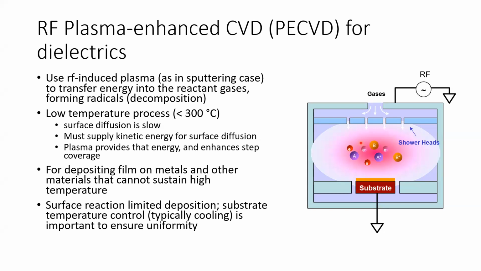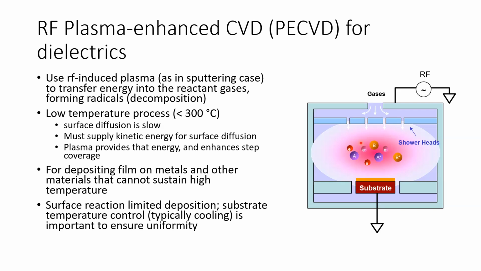LPCVD or APCVD is a thermal process, meaning the process is done at a high temperature. But sometimes the inner layer of metal or inner layer of dielectrics may not be able to withstand this high temperature, meaning we cannot use LPCVD or APCVD. So we can use plasma CVD.